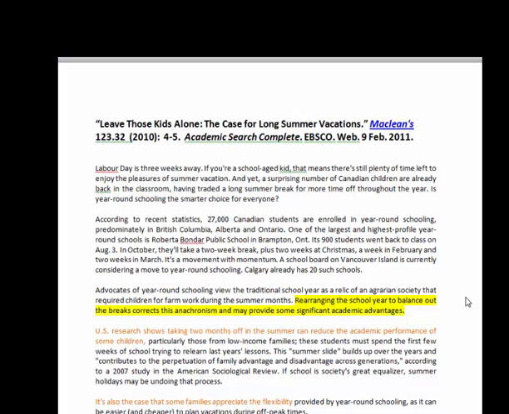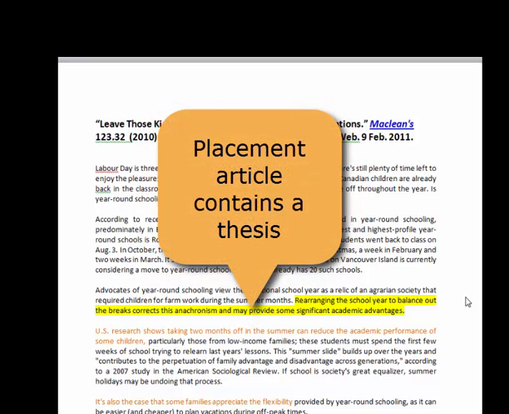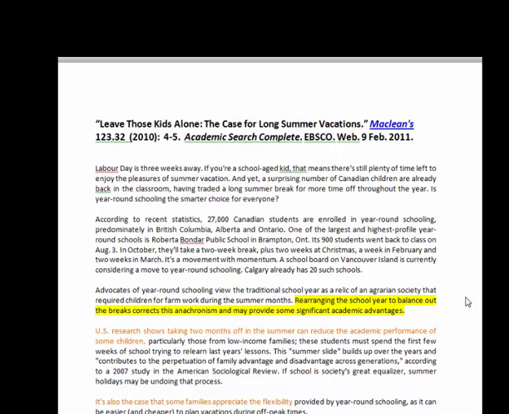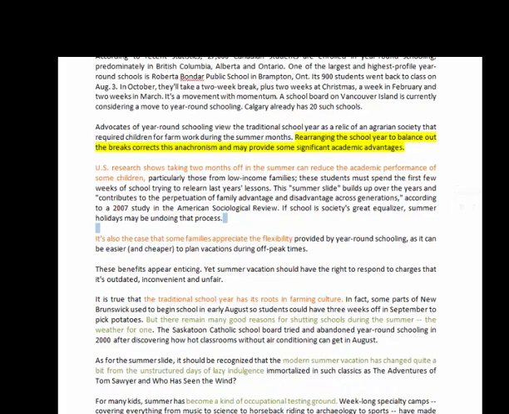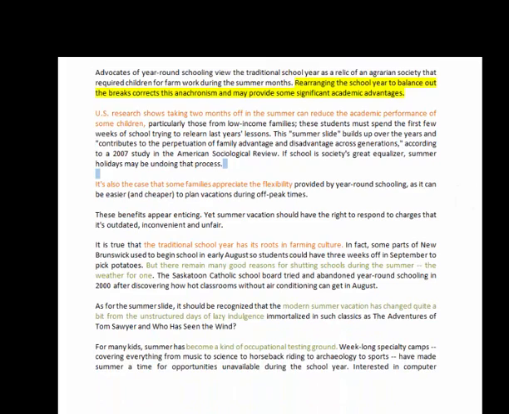It may be helpful to notice that your placement article is arranged in much the same way as the classic argumentative structure. For example, this particular placement article has an introduction. It's several paragraphs long, but it ends with a thesis. While it may be a little bit more complex, the basics of this particular thesis is that rearranging the school year to balance out the breaks may in fact be advantageous. Beyond that, we see several reasons that support this idea. I've highlighted these in orange.